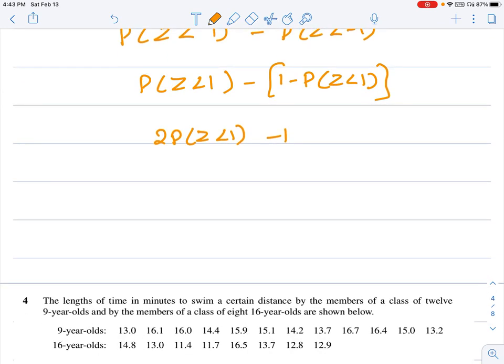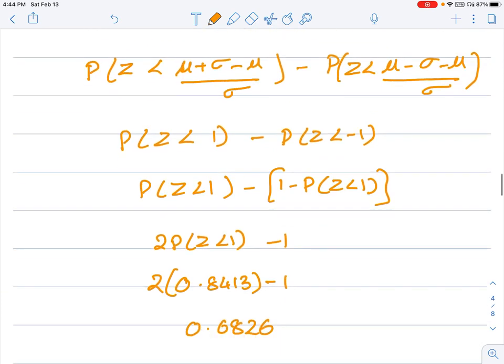Check from the calculator or from the table. So finally I'm going to write this one as the value from the table. Let me quickly pull that one. 0.8413, I think so. 0.8413 times 2 minus 1. This becomes 0.6826. That's going to be the answer.